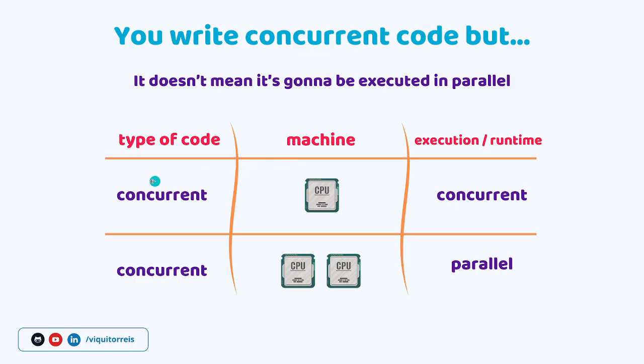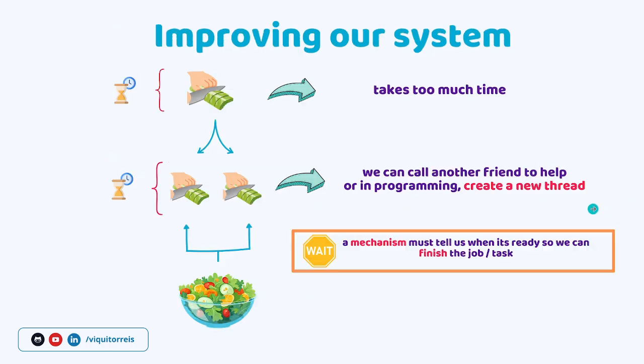So you write concurrent code, but it doesn't mean it's going to be executed in parallel. If the machine has only one CPU or one core, it's going to be concurrent, right? And if it has more than one CPU, it's going to be executed in parallel. But let's think for a minute. We can improve our system even more.